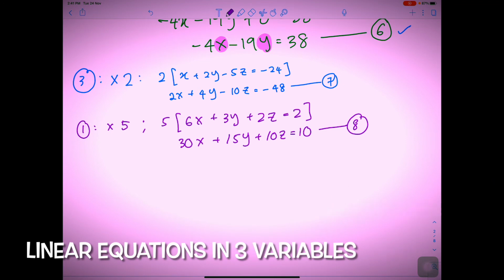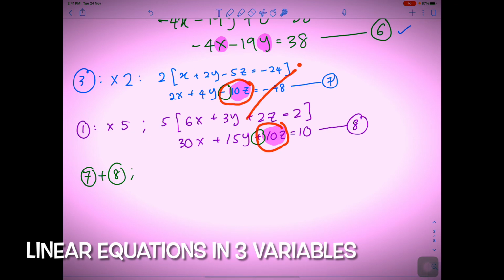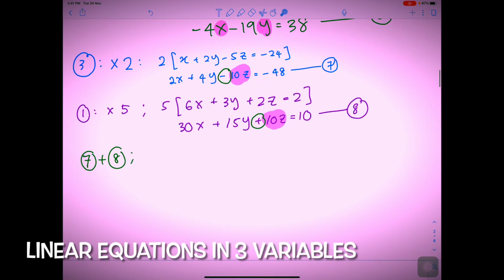We want to eliminate the z terms. Because the first z term is negative and the second one is positive, what we do is equation 7 plus equation 8, so that negative 10z plus positive 10z becomes 0. Alright, so let's proceed.